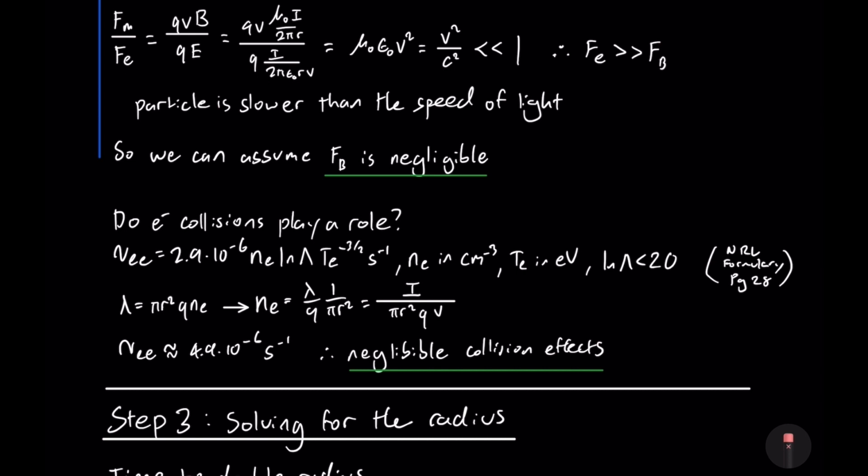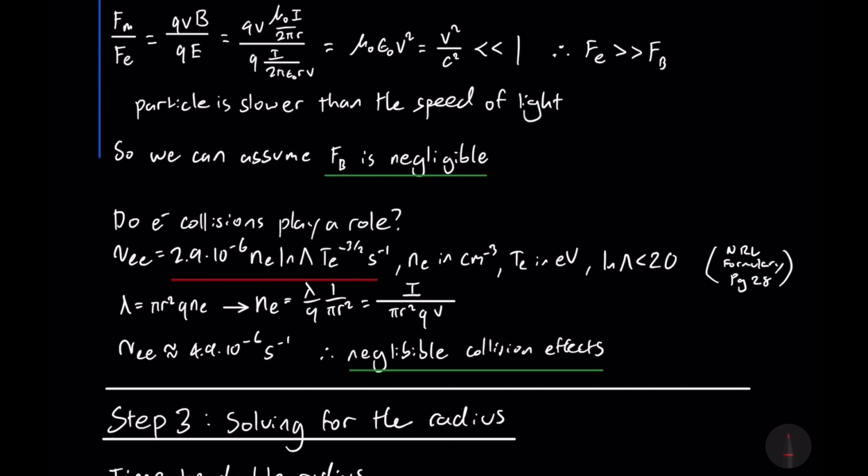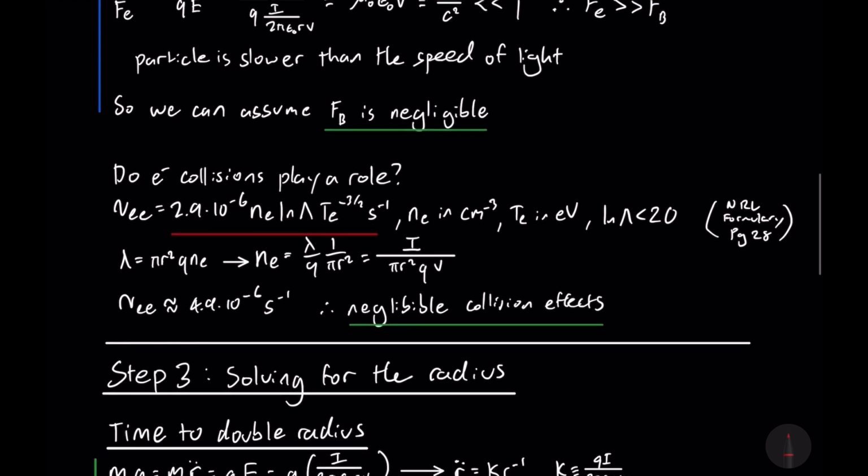So do collisions play a role? We can see by using the NRL formulary. If you don't have it, I'll have it in the link below. If you go to page 28, you'll see that the collision frequency equation is going to be this. It's a really complicated equation that was derived elsewhere. What we'll need to know from this is probably the temperature, the ln of big lambda, and also the density of the electrons.